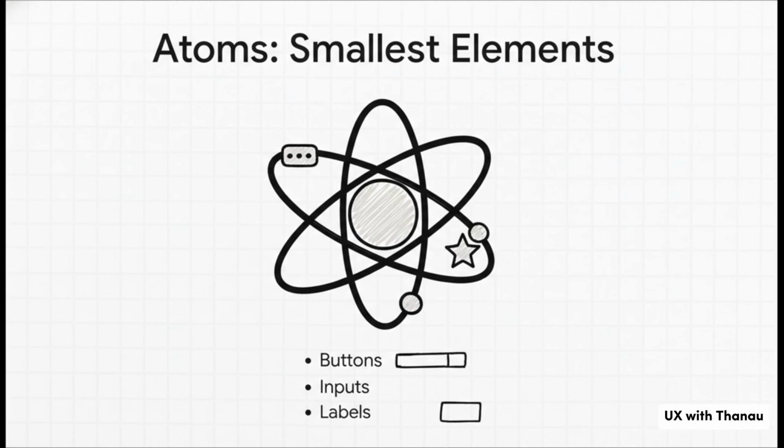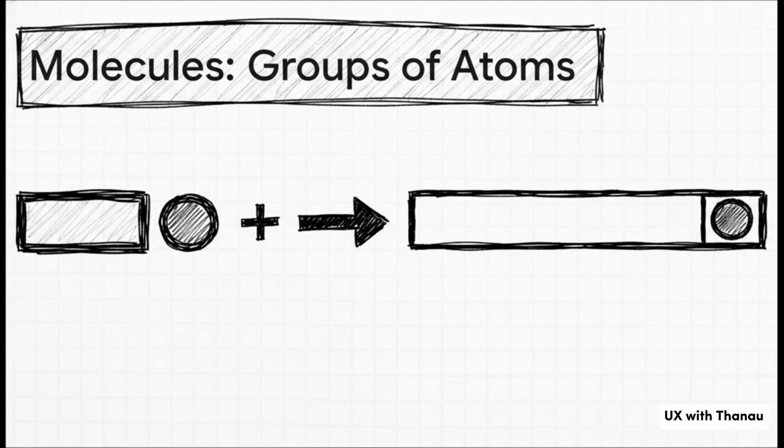First up, we have atoms. These are the absolute basics, the fundamental building blocks of your entire interface. We're talking about things like labels, input fields, icons, buttons. By themselves, they don't do a whole lot, but they are the bedrock for everything else we're going to build.